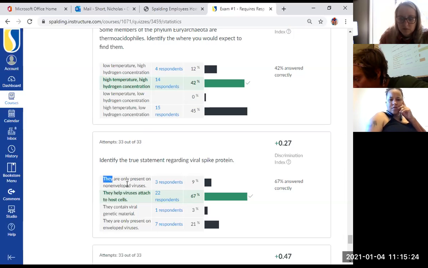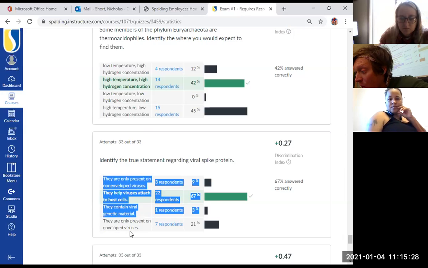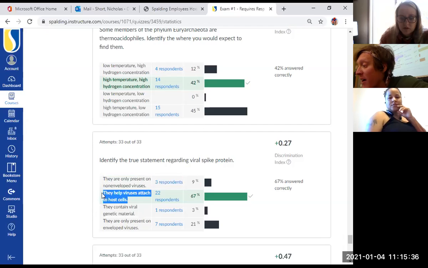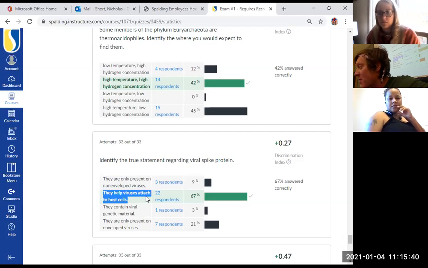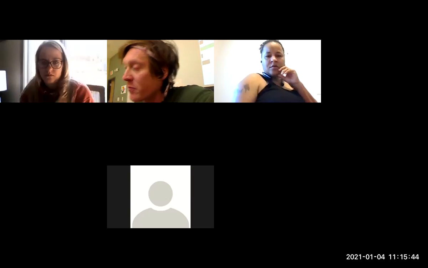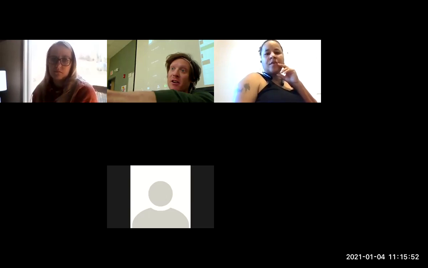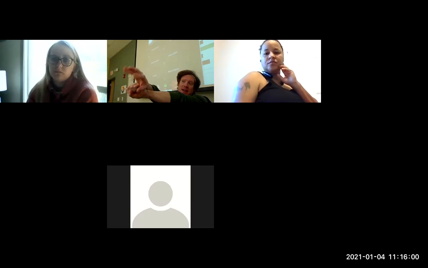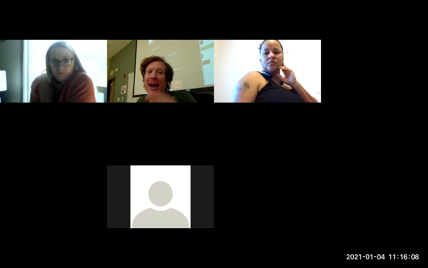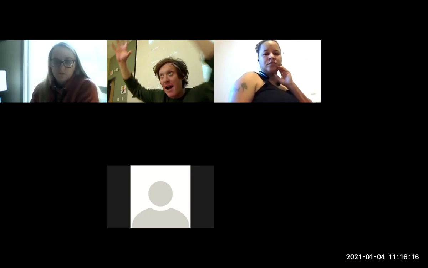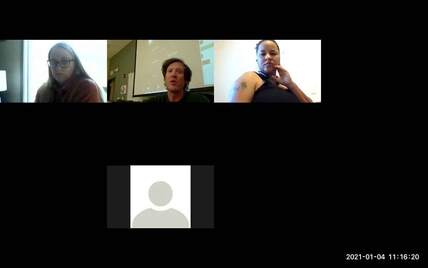Okay, so they can be present on non-enveloped or on enveloped viruses, so it's not either of these. They do not contain genetic material, but they do help viruses attach to host cells. So the viral spike protein, you can think of it as similar to a pilus. You remember, bacteria have the pilus, which is an extension from the cell wall. And on the end of the pilus, they have the adhesive domain called an adhesin, okay? So you can think of an adhesin from a bacterium as analogous to a viral spike protein. It's going to be on the outside of the cell, and it allows it to stick and attach to a host cell.